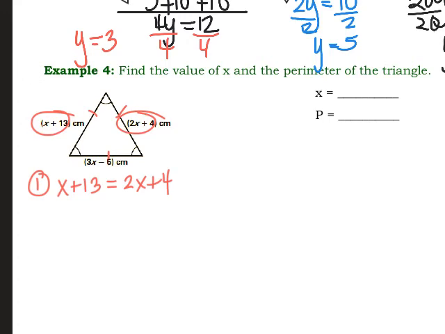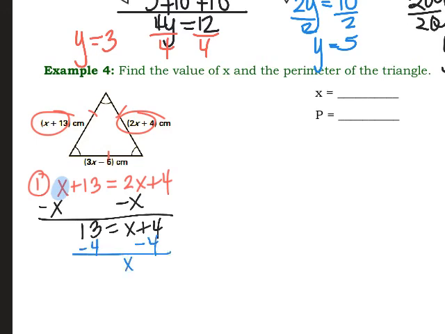All right, I'm going to move over the smallest x. That's a 1x. What's the opposite of a 1x? A negative 1x, right? So we'll subtract 1 from both sides. All right, now let's move the 4 over. What's the opposite of a positive 4? Good, so x equals 9.